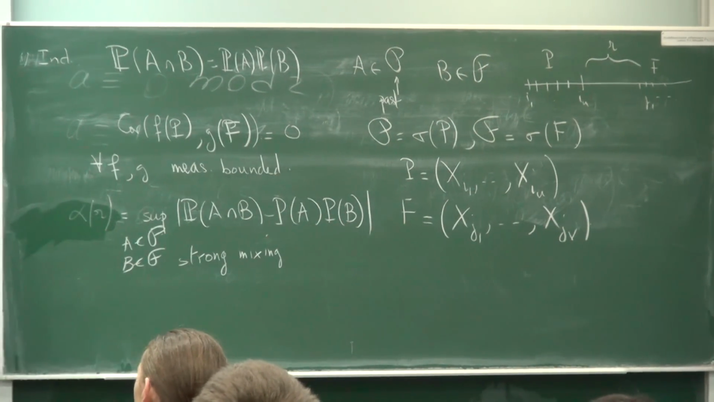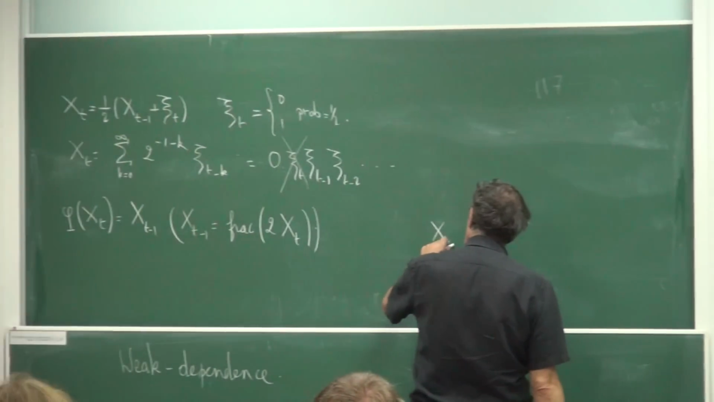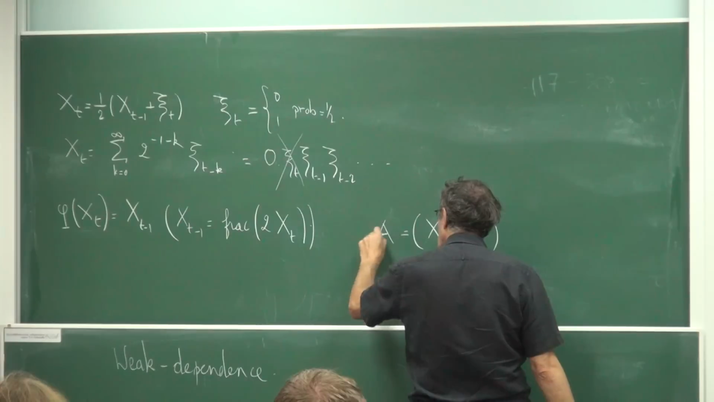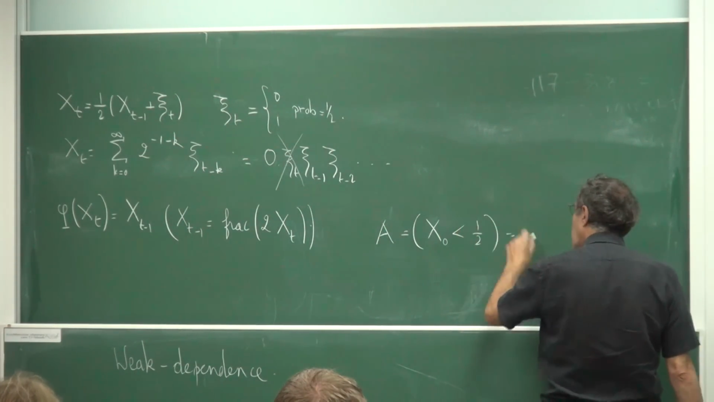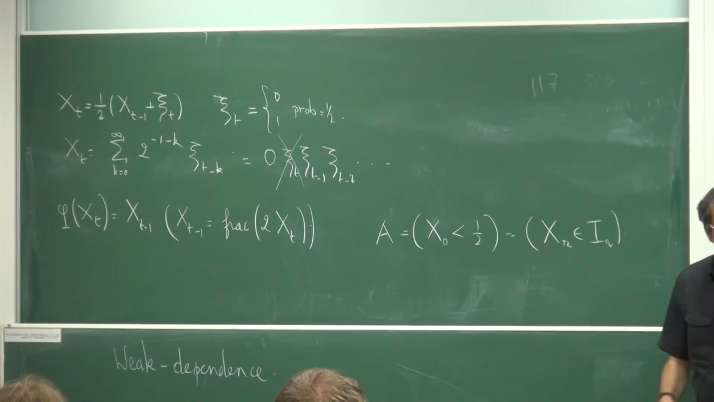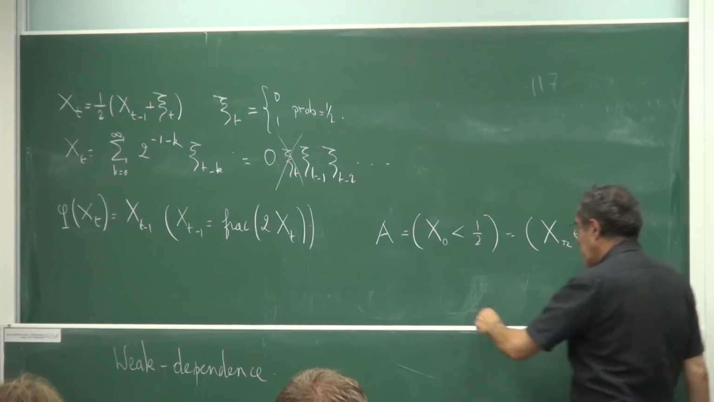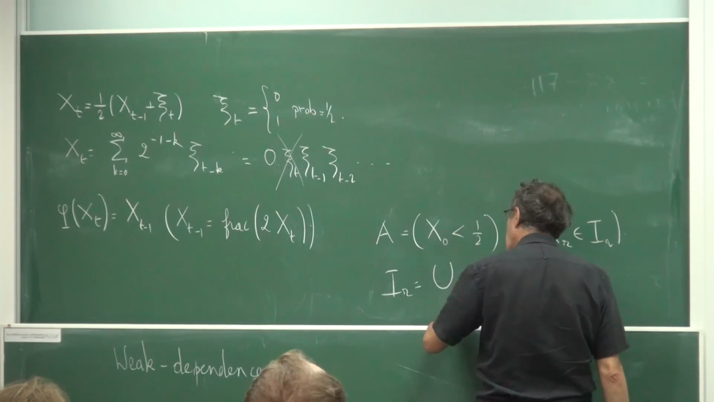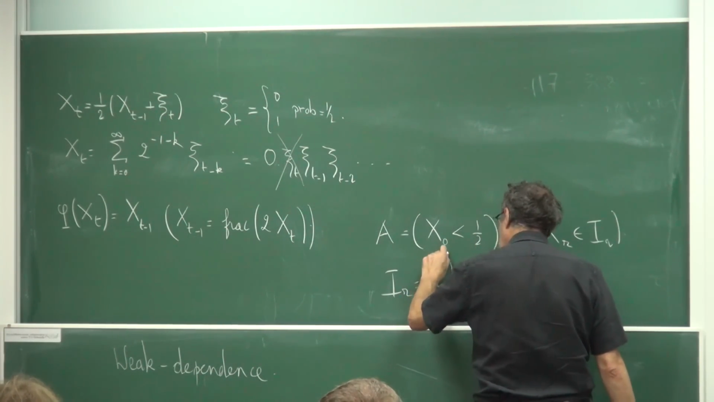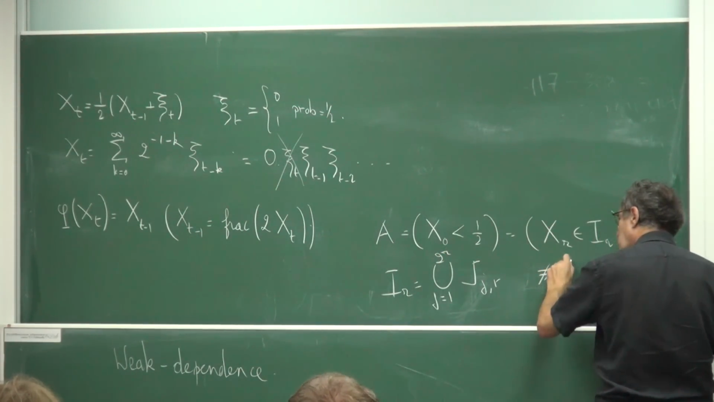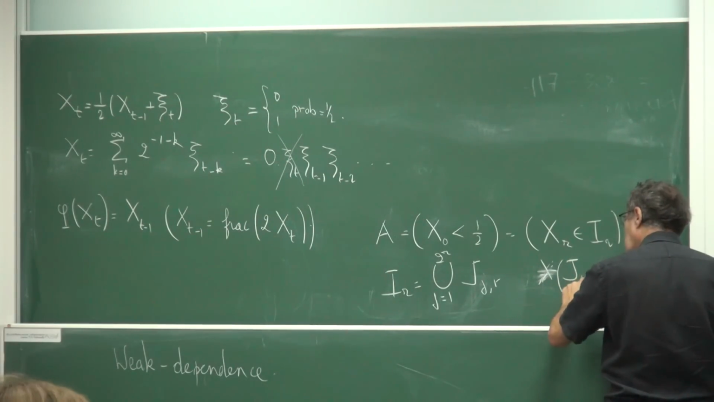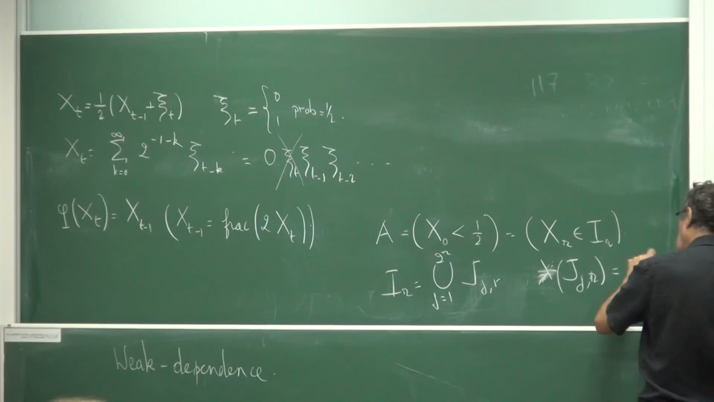So for this, you need to consider, for instance, the set x0 less than 1/2. So this set may be also written as xr is in a set ER. ER is just a union of intervals, j equals 1 to 2 to the power r, where, let's say, the Lebesgue measure of those intervals is the same. It's just 2 to the power minus 1 minus r.